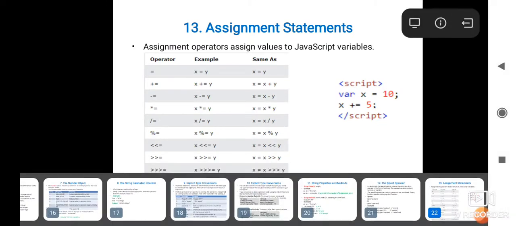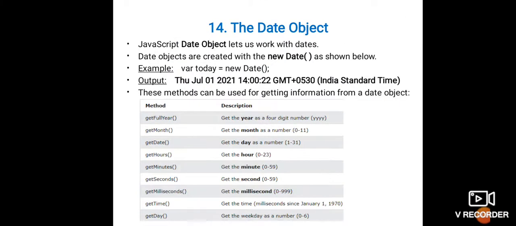And the last one is the date object. What is the use of the date object? In JavaScript, the date object is used to work with dates. It is going to help us to work with the dates. Date objects are created with the help of the new Date constructor. Here we are using the new Date constructor to create a new object. See here, a date object is created with the new operator.